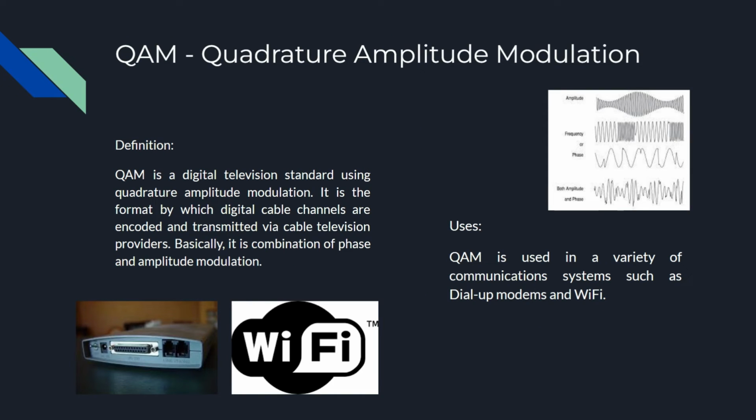QAM is a digital television standard using quadrature amplitude modulation. It is the format by which digital cable channels are encoded and transmitted via cable television providers. Basically, it is a combination of phase and amplitude modulation. QAM is used in a variety of communications systems such as dial-up modems and Wi-Fi.